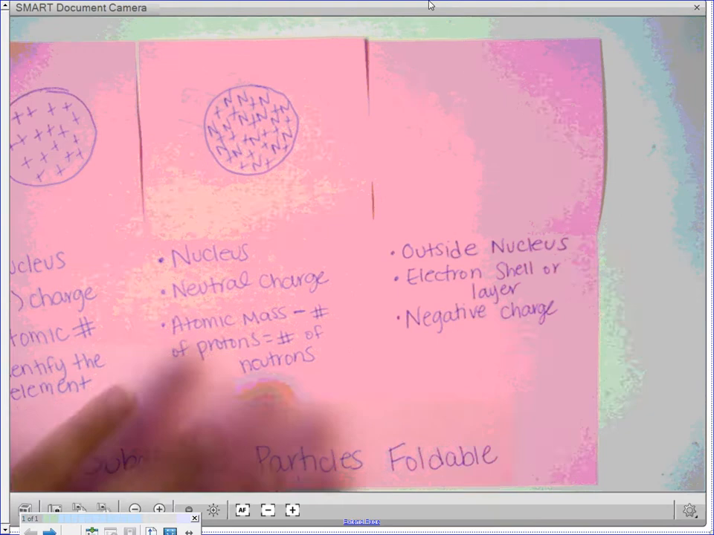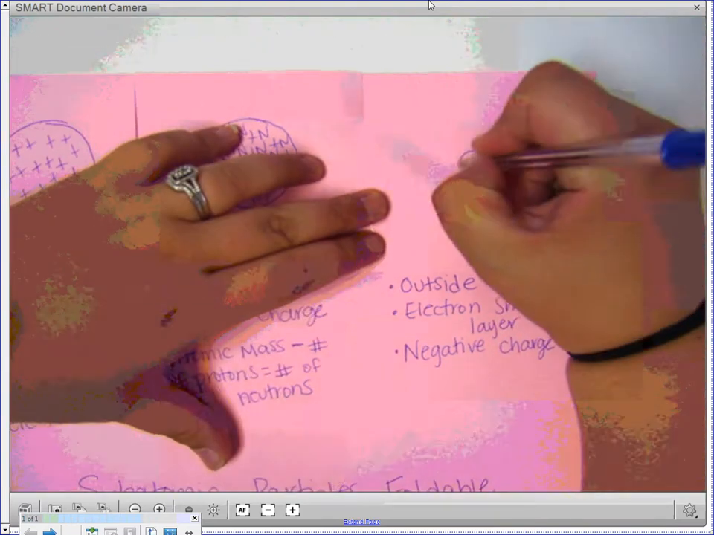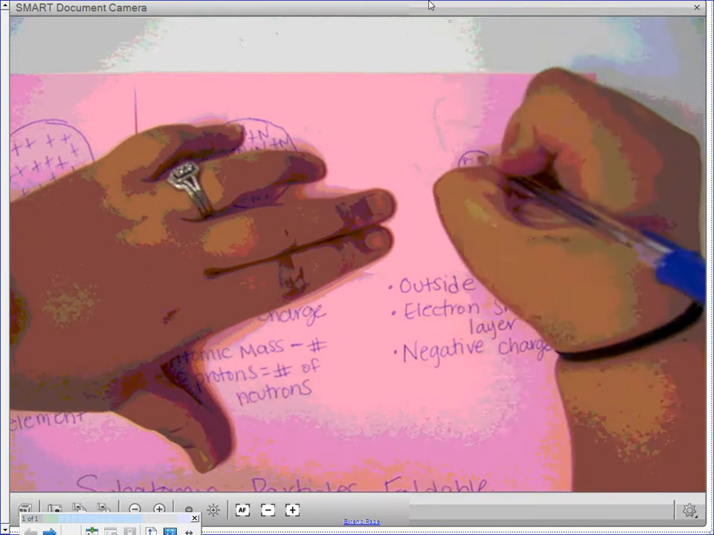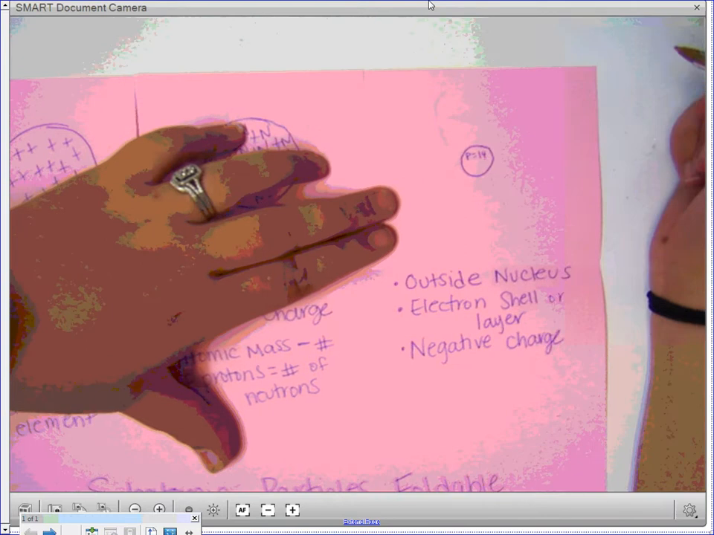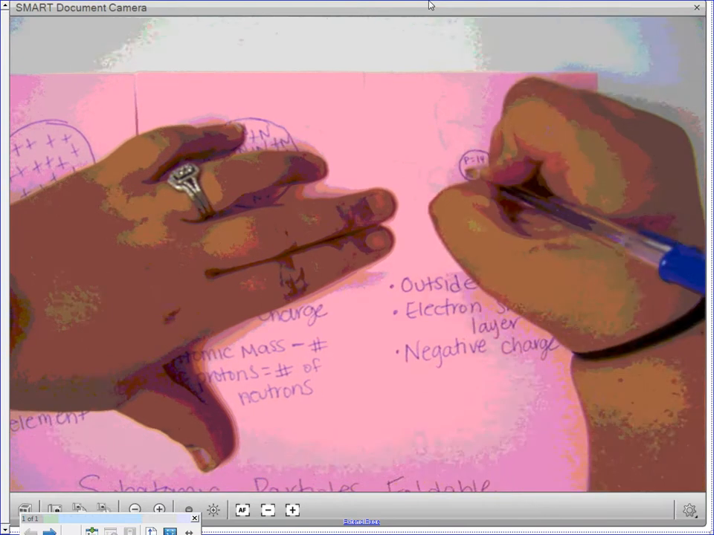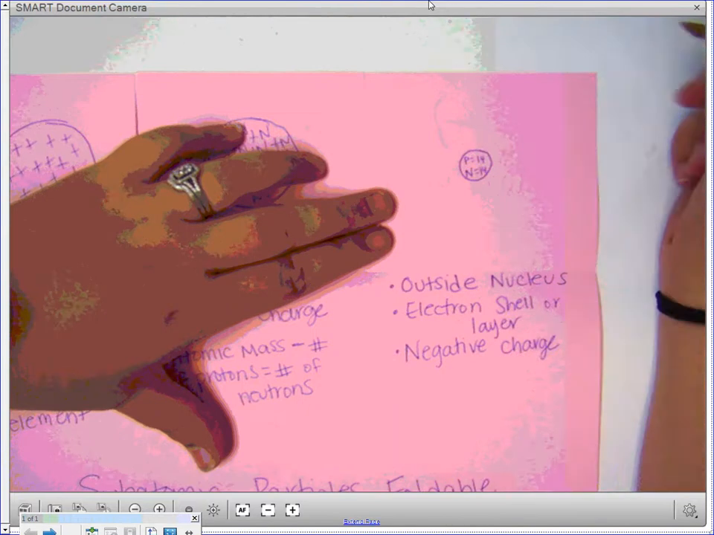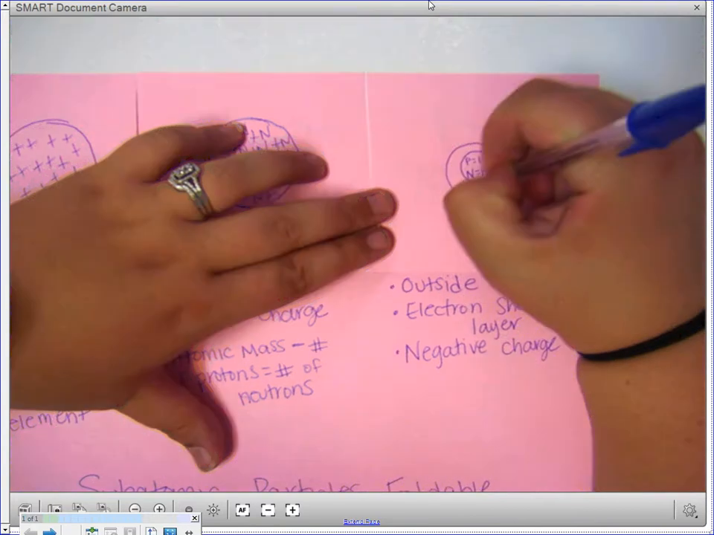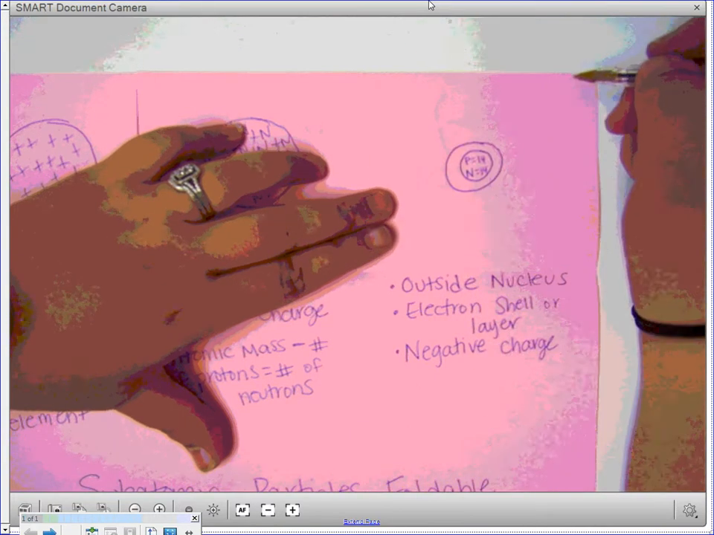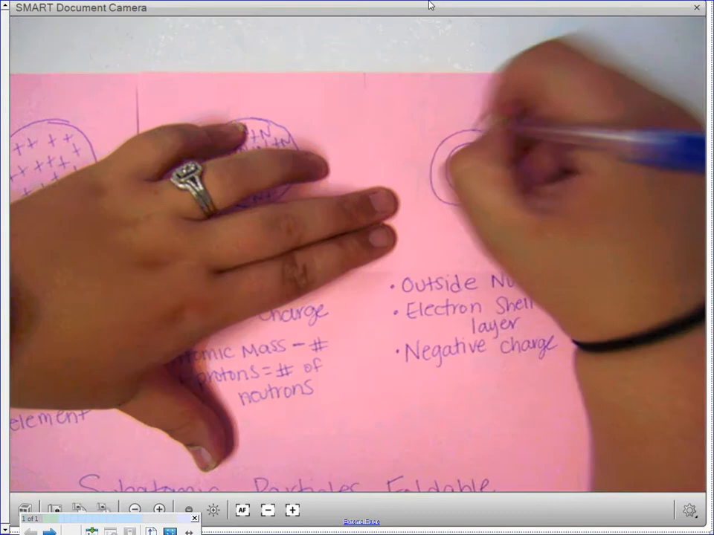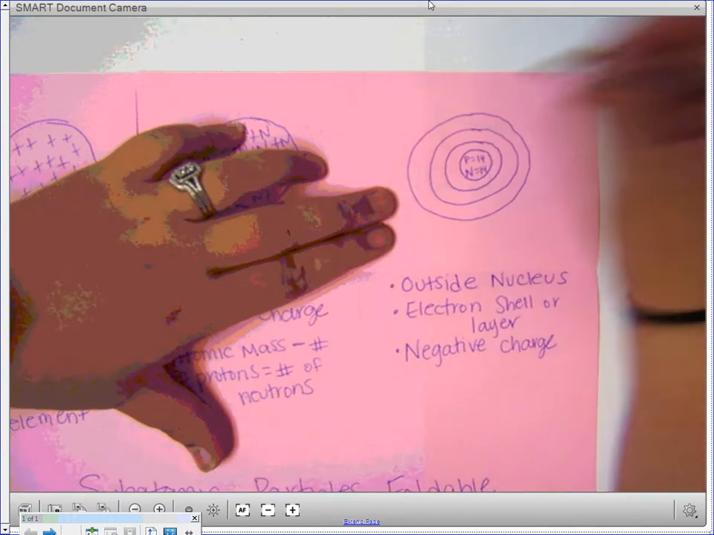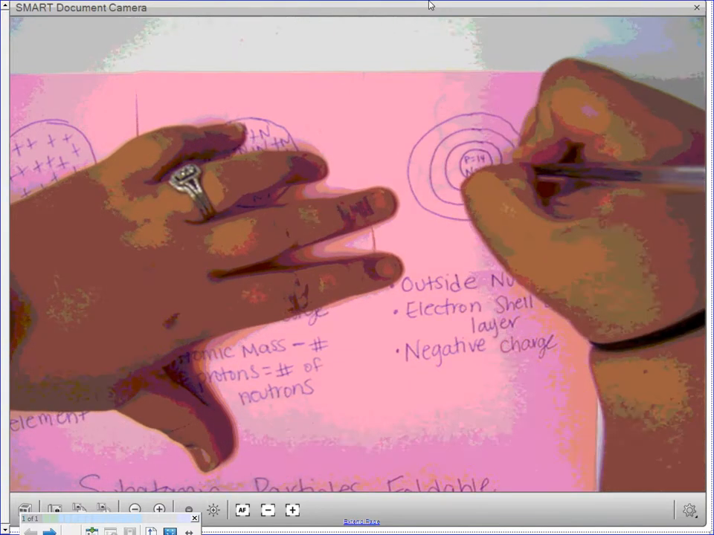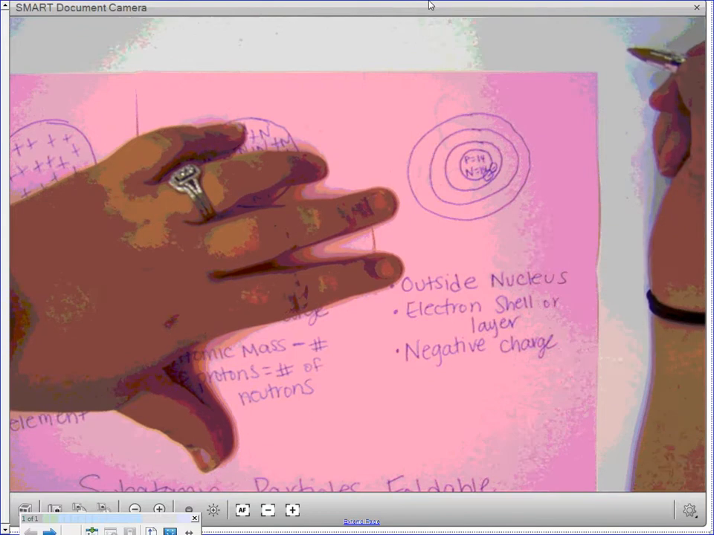So now what I'm going to draw, you have no idea what this is yet. But I'm going to draw my nucleus. Inside my nucleus, I'm going to say that there are 14 protons. If there's 14 protons, there's got to be 14 neutrons, though. So you'll see in some pictures, there'll be a bunch of circles around the nucleus. These are the electron shells, or the electron layers. And inside those layers are the electrons.